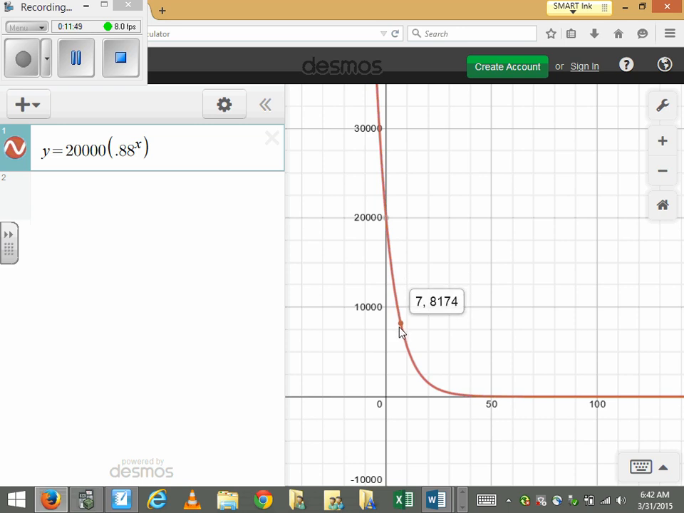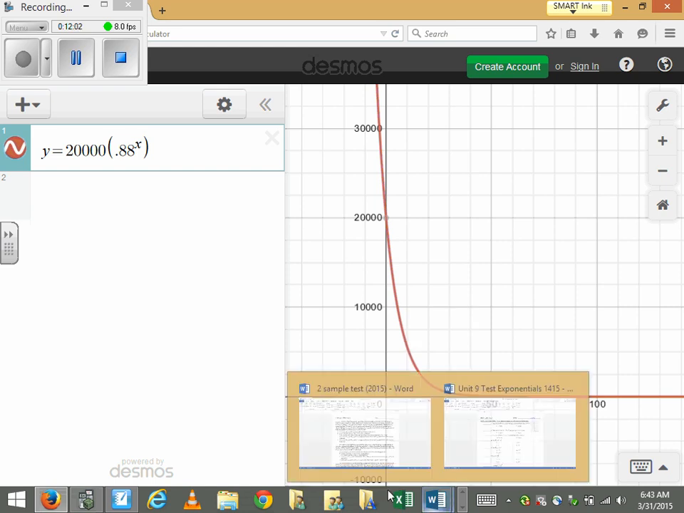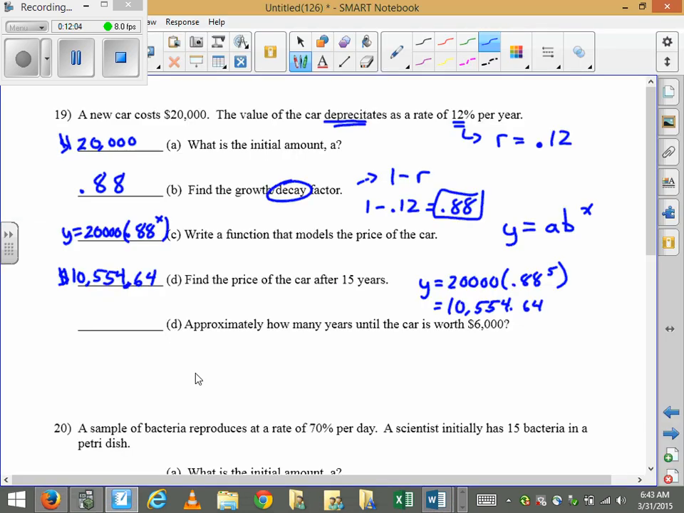So keep going until we get down to $6,000. Oh, I went right past it. So it looks like somewhere in here between 9.4 and 9.5, it passes that $6,000 threshold. So maybe we'll say after 9.5 years. So approximately how many years is it worth? That looked like it was about 9.5 years.